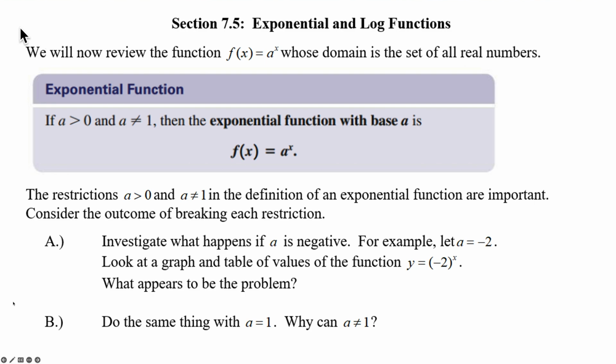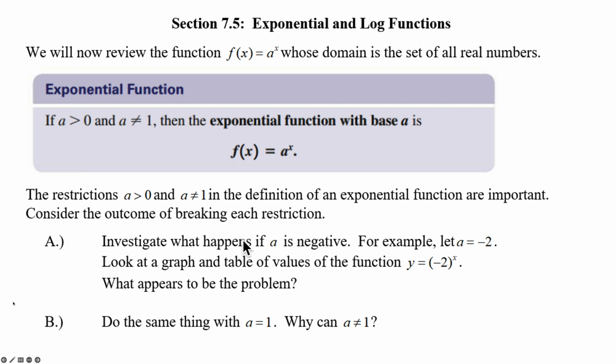All right, looking at section 7.5, exponential and log functions. So it says for an exponential function, if a, your base, is greater than 0 and a does not equal 1, then the exponential function with base a is f of x equals a to the x. Well, why all the restrictions on the base? What appears to be the problem?